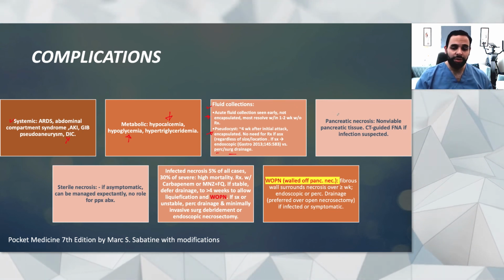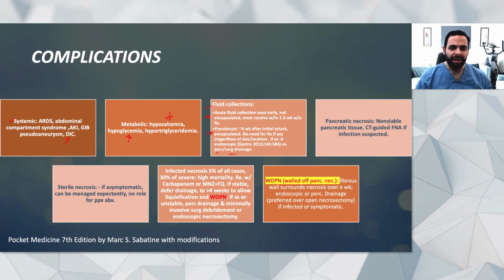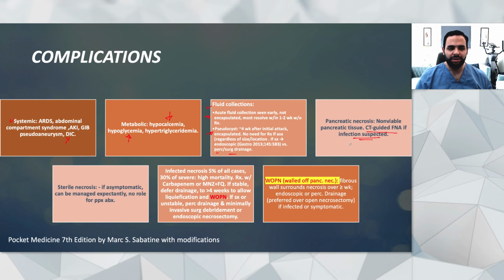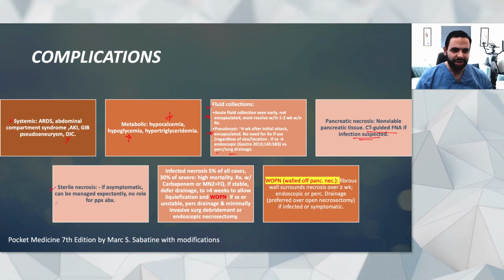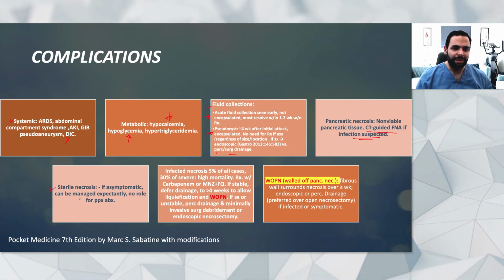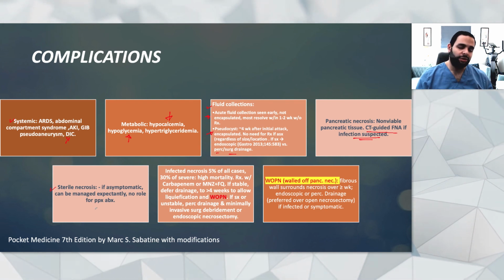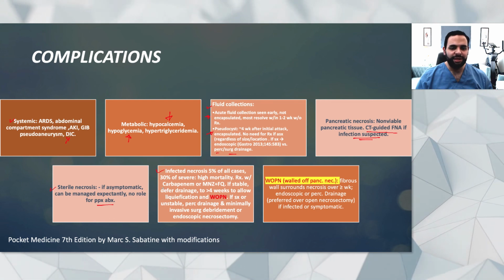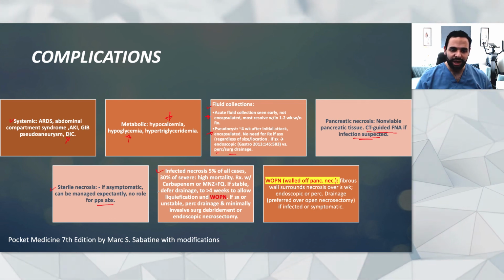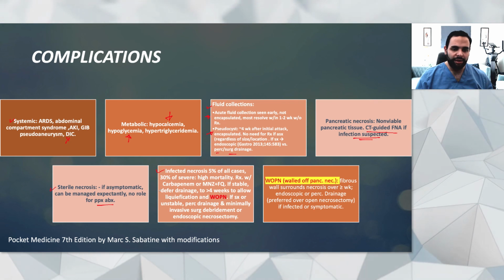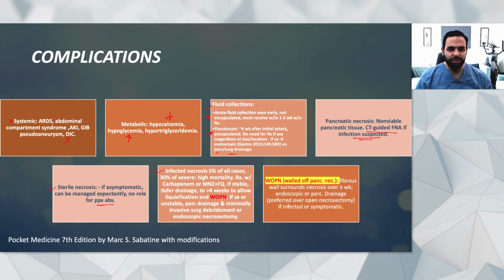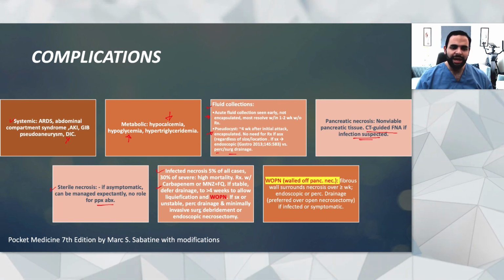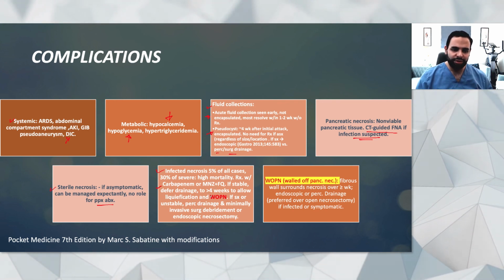For pancreatic necrosis, non-viable pancreatic tissue, you want to do a CT-guided FNA if an infection is suspected. If there is no infection, we call that sterile necrosis. If asymptomatic, it can be managed expectantly, and there's no role of prophylactic antibiotics. Infected necrosis occurs in 5% of all cases, and 30% of severe cases, with high mortality. The treatment in that case would be carbapenems, metronidazole, and fluoroquinolones. And if the patient is stable, you can defer drainage to more than 4 weeks.